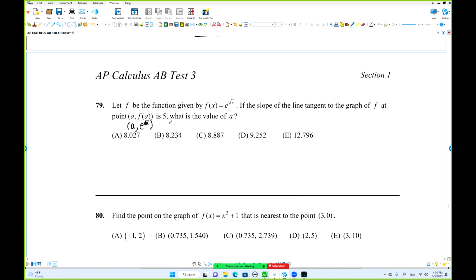That means what? f prime of a, when x equals a, we don't know, but for some value of a, that equals 5, all right? That's the meaning. Are you okay with this? The slope of the tangent is 5 at x equals a over here, okay? So f prime of a is 5. What is the value of a?